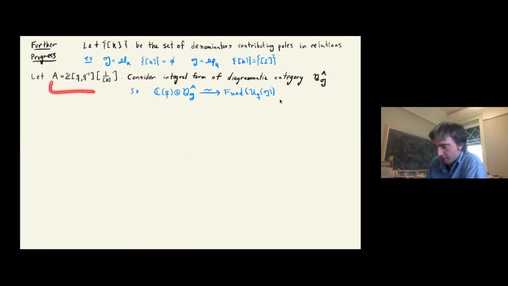So this is our base ring now: we take Z adjoint QQ inverse and then invert everything that we need to invert. That means our diagrammatic category has an integral form defined over this ring. If we base change to C adjoint Q, we know we have an equivalence to fundamental representations of our quantum group, but we want to understand this category in its integral form, and then maybe base change to other more interesting fields, like specializations where Q is a root of unity, or Q equals 1 and you're in positive characteristic.